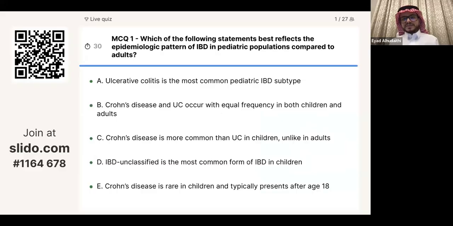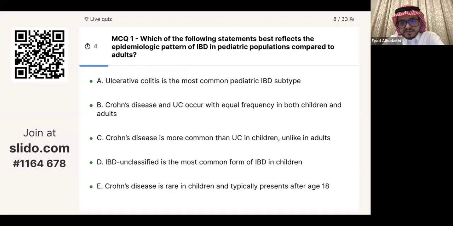So the first question: which of the following statements best reflects the epidemiology pattern of IBD in the pediatric population compared to adults? UC is the most common pediatric IBD subtype. Crohn's disease and UC occur equally in children and adults. Crohn's disease is more common than UC in children, unlike adults. IBD unclassified is the most common form of IBD in children. Or Crohn's disease is rare in children and typically presents after age 18.